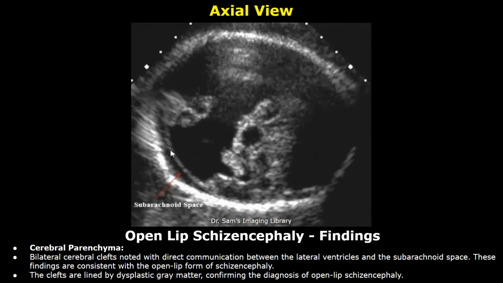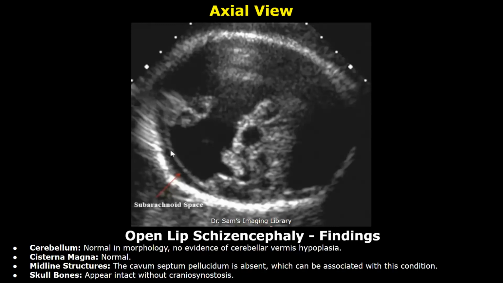Cerebral parenchyma, bilateral cerebral clefts noted with direct communication between the lateral ventricles and the subarachnoid space. These findings are consistent with the open lip form of schizencephaly. The clefts are lined by dysplastic gray matter, confirming the diagnosis of open lip schizencephaly.